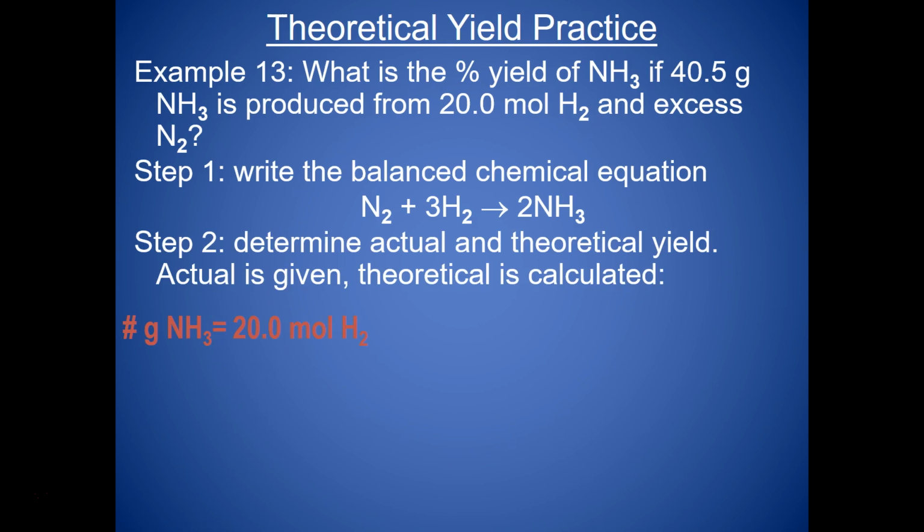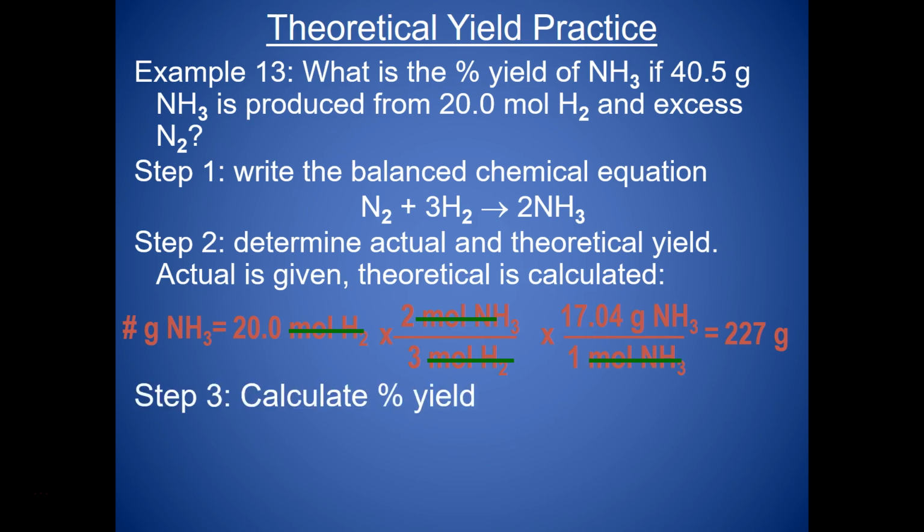So you should have set it up, starting with your 20 moles of H2. Using your mole ratio of 3H2 to 2NH3. Then using the molar mass of ammonia, NH3, 1 mole equals 17.4 grams. Canceling our units, we are now in grams of NH3, which is what we wanted, and our answer comes out to be 227 grams. What you should have done next is calculated your percent yield.